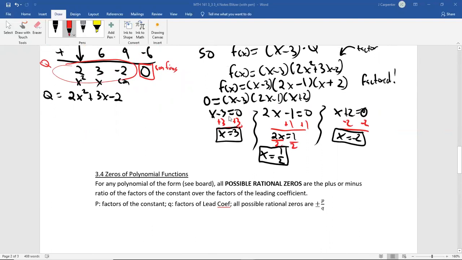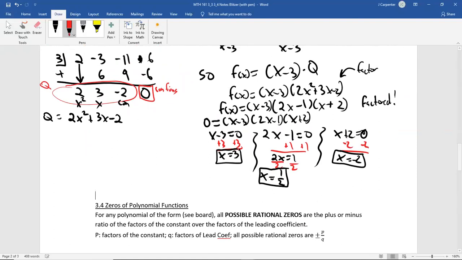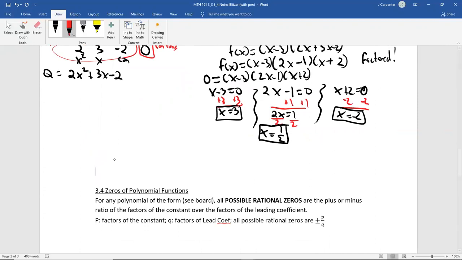So for any polynomial of the form, I'll just write it above on the board. F of x equals a sub n times x to the n plus a sub n minus 1 times x to the n minus 1 plus yada, yada, yada, a sub 2 x squared plus a sub 1 times x to the first plus a sub 0 times x to the 0th, which we don't need to write because anything to the 0 is 1. The same standard form of a polynomial we've written a couple of times together.